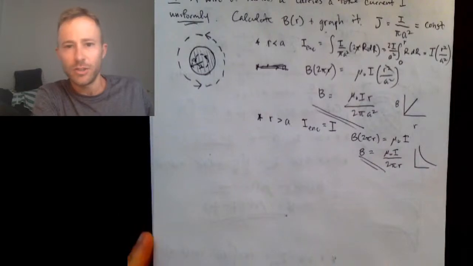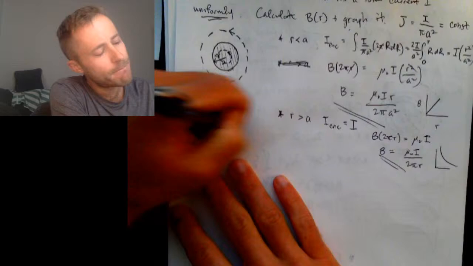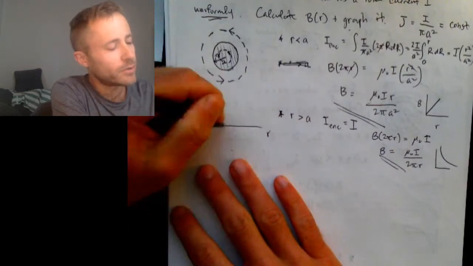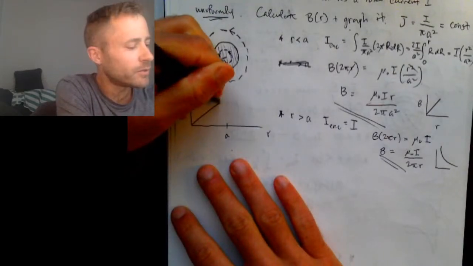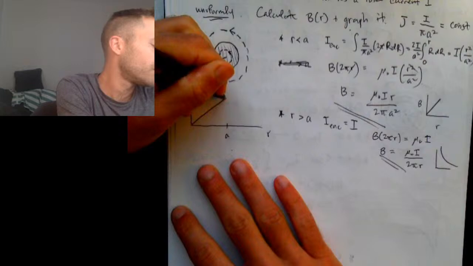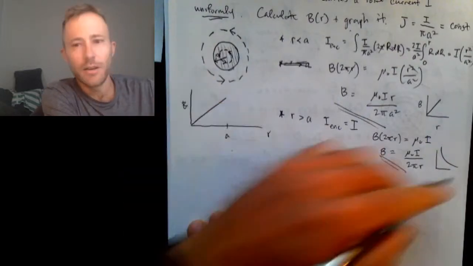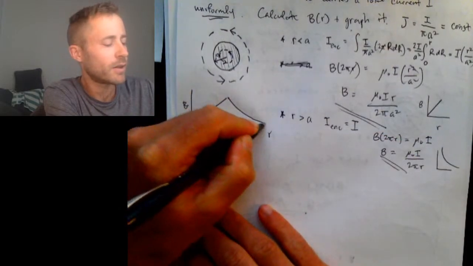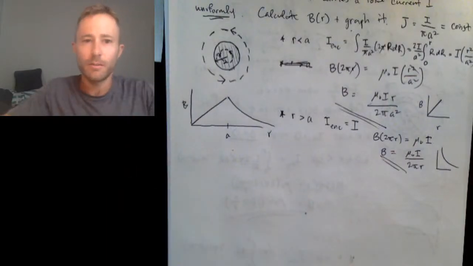So when I stitch it together, my magnetic field as a function of r, here's A. It's a linear dependence, and then an inverse dependence, like that. So that's what the graph would look like.